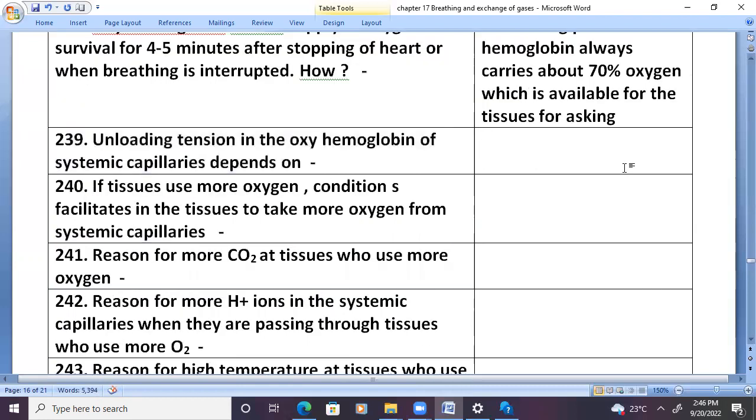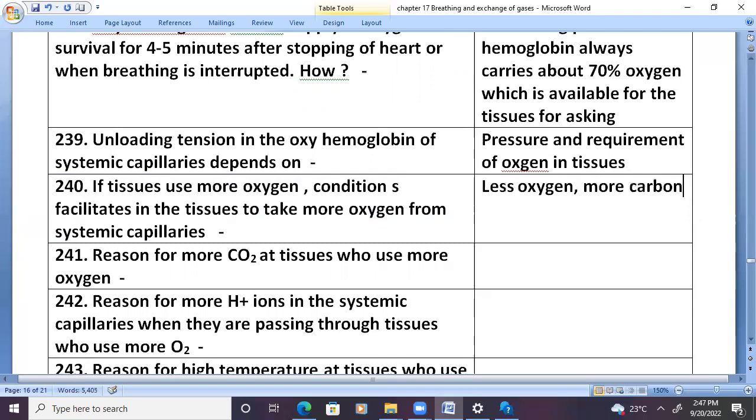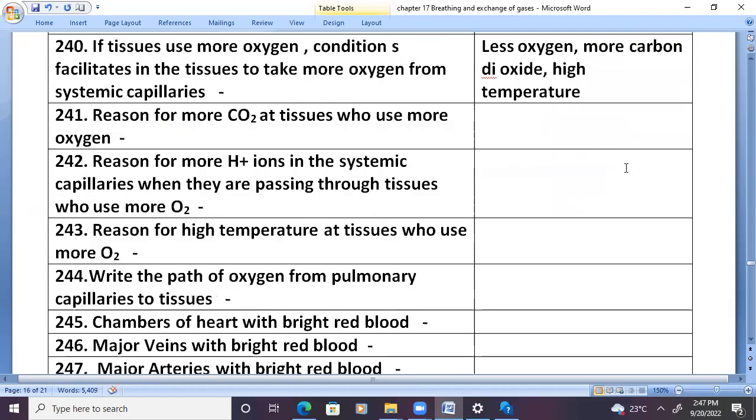Unloading tension in the oxyhemoglobin of systemic capillaries depends upon pressure and requirement of oxygen in tissues. If tissues use more oxygen, conditions facilitate the tissues to take more oxygen from systemic capillaries. They should have less oxygen and they use more oxygen. That's why they have less, and that makes facilitation of more carbon dioxide in the tissues, and temperature will be high because of breakdown of the glucose. Heat energy is liberated. That all facilitates more oxygen they get.